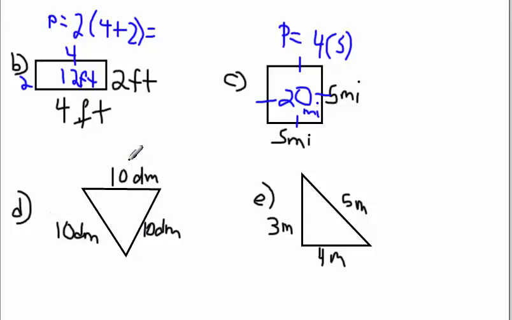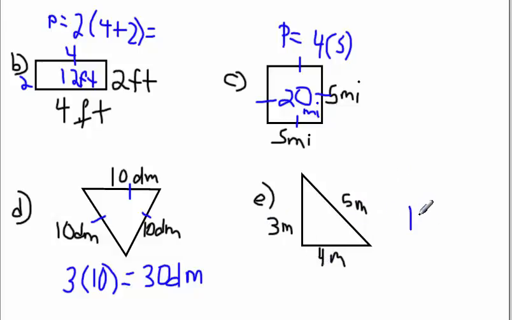Now, this is an equilateral triangle, and equilateral triangles, kind of like squares, have all sides equal. And since there are 3 of them, you could do 3 times 10 dm, or decimeters, and you'll end up with 30 decimeters. Or if you're more comfortable with just adding up the sides, just go ahead and add up the sides. It's not a big deal. So 30 decimeters. And then with this right triangle here, this Pythagorean triple, 3, 4, 5, you just add them all up. 3 plus 4 is 7, and 7 plus 5 is 12. So your perimeter is 12 meters. And that's all you have to do there.